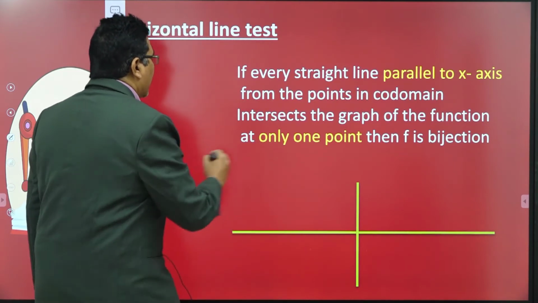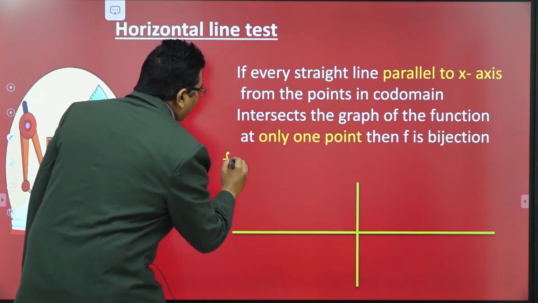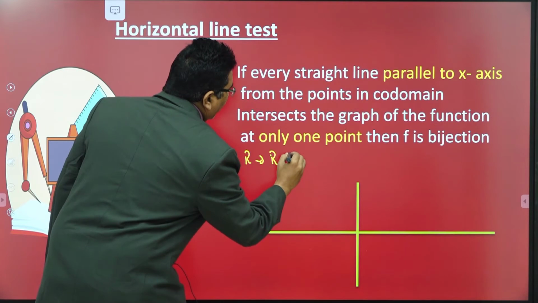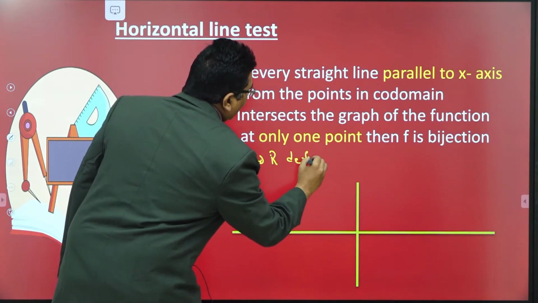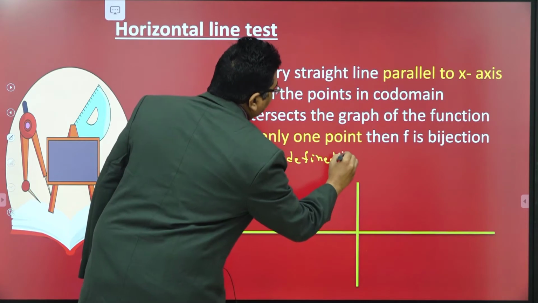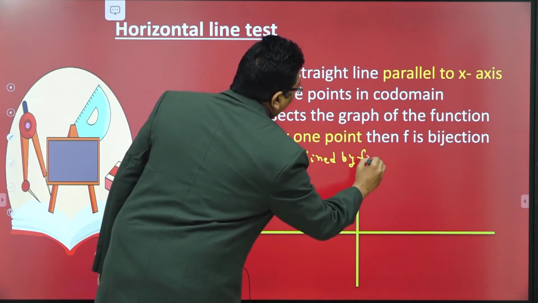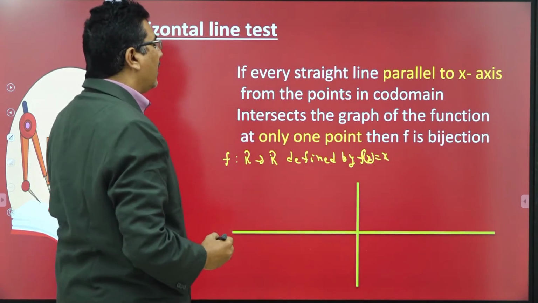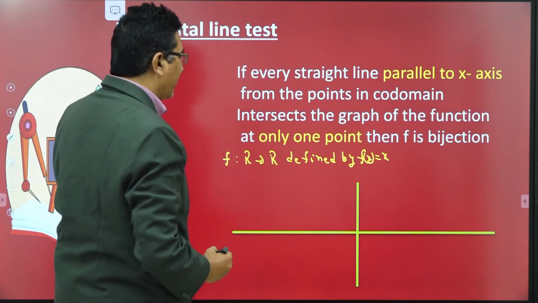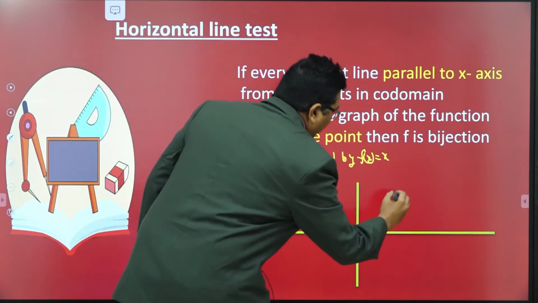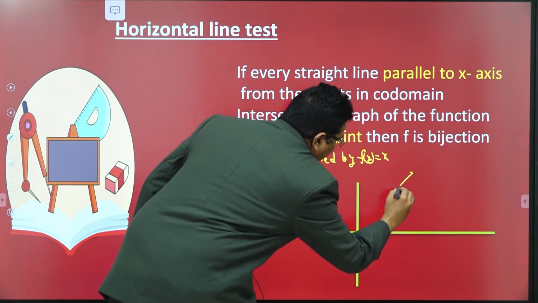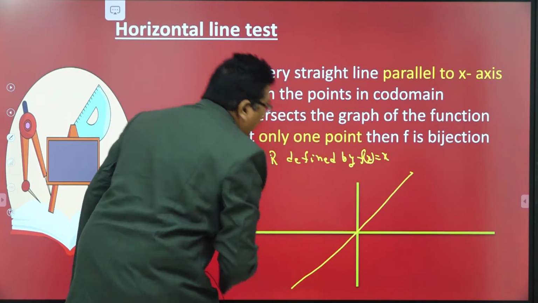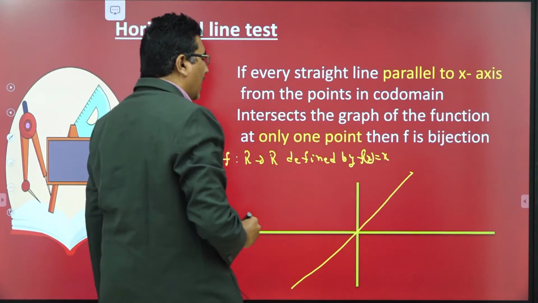See one example. f mapping from R to R defined by f of x is equal to x. The graph of y is equal to x is a straight line passing through the origin.